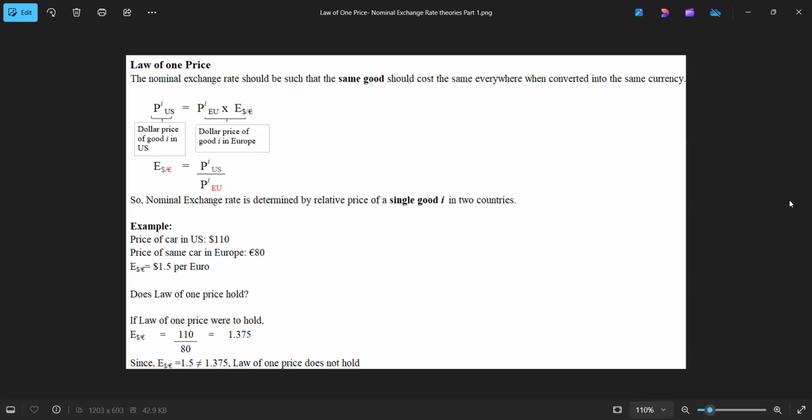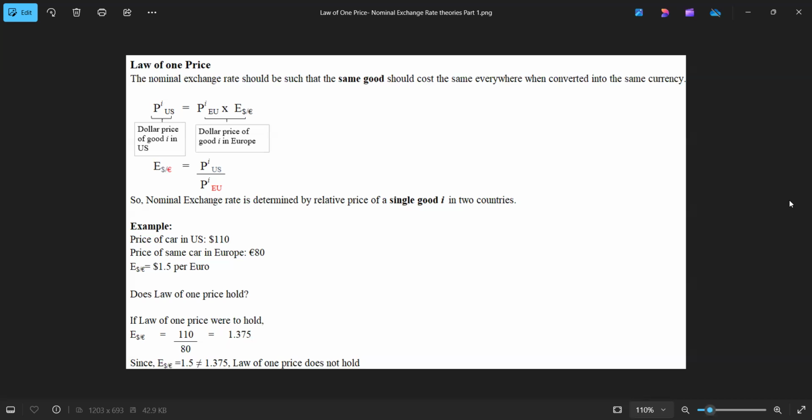And from here, if we solve for the dollar to euro nominal exchange rate, we get that the dollar to euro nominal exchange rate should be equal to the dollar price of good i in the US, which is P_i^US, divided by the euro price of good i in Europe, which is P_i^EU. So according to the law of one price, the nominal exchange rate is determined by the relative price of a single good i in two countries.